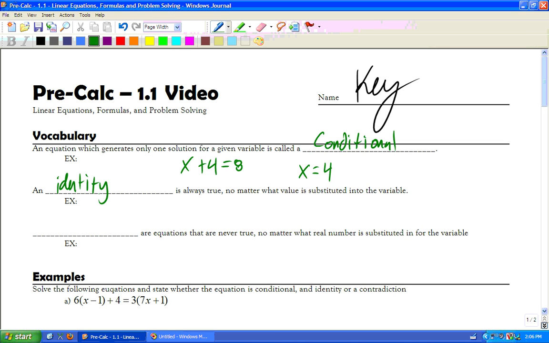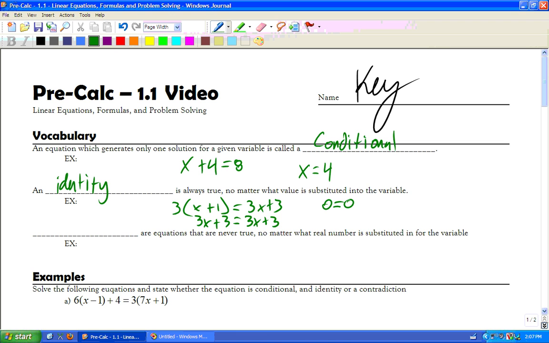An identity is always true no matter what variable. So no matter what we put in for x, no matter what we put in for a variable, it's always going to come out to be true. The telltale sign of an identity, and this is a really basic one, is when you start solving, eventually you're going to come across an instance when if we subtract 3x from both sides, we subtract 3, we're left with like 0 equals 0, or we'll get some number equals some number.